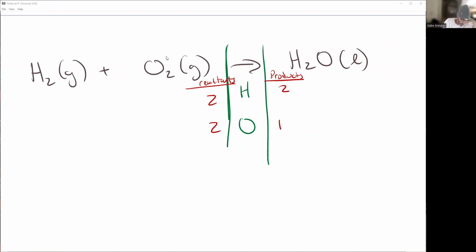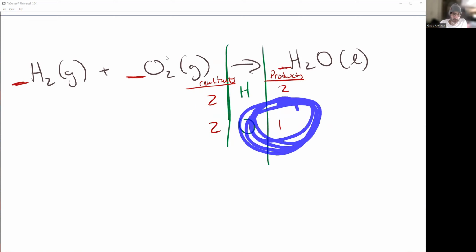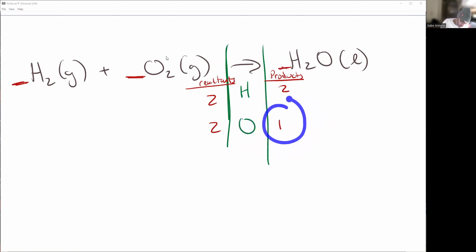So what we're going to do, remember, we can only change coefficients. So let's take a look at what we've got. On the reactant side, I have 2 hydrogens. On the product side, I have 2 hydrogens. Don't need to do anything because we have 2 of each. I have 2 oxygens on the reactant side and 1 oxygen on the product side. That means I need more oxygen on the product side. In fact, I need a total of 2 oxygens. It's important that we say I don't need 1 more oxygen. What I need is 2 total oxygens. So how do I get 2 total oxygens?